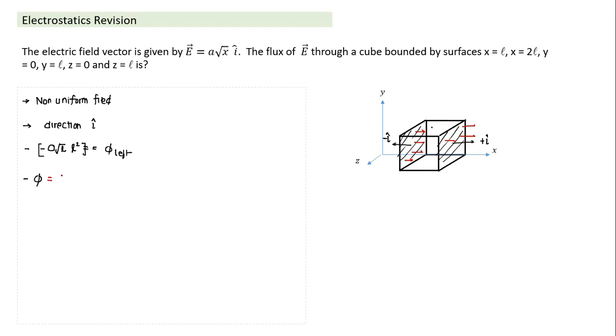So again, E at a distance 2L here. Since at this point x is equal to 2L, the field will be equal to A into root 2L into L square. This is positive. So what is the net flux going to be? Net flux will be equal to AL square root 2L minus AL square root L. Okay, so that's the flux.